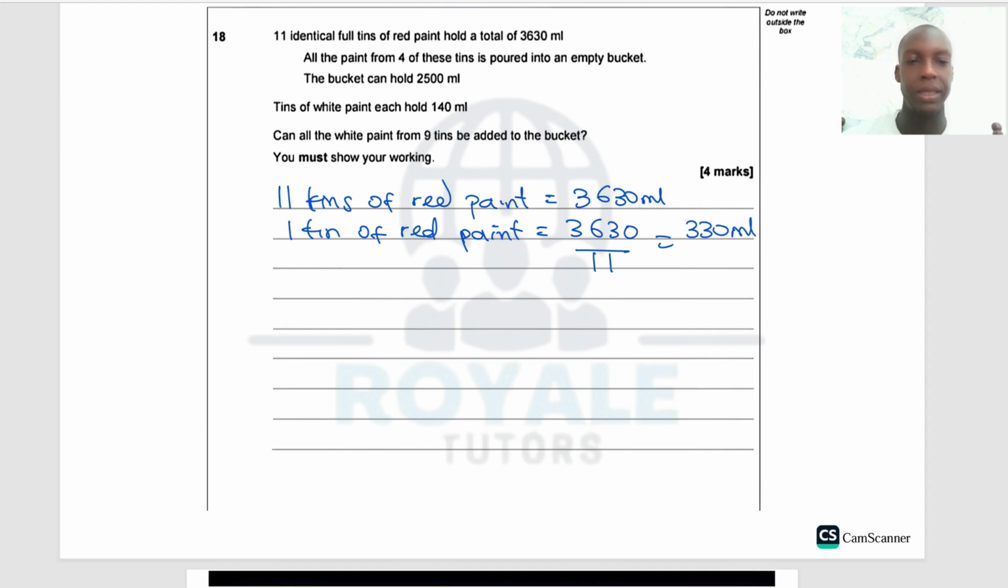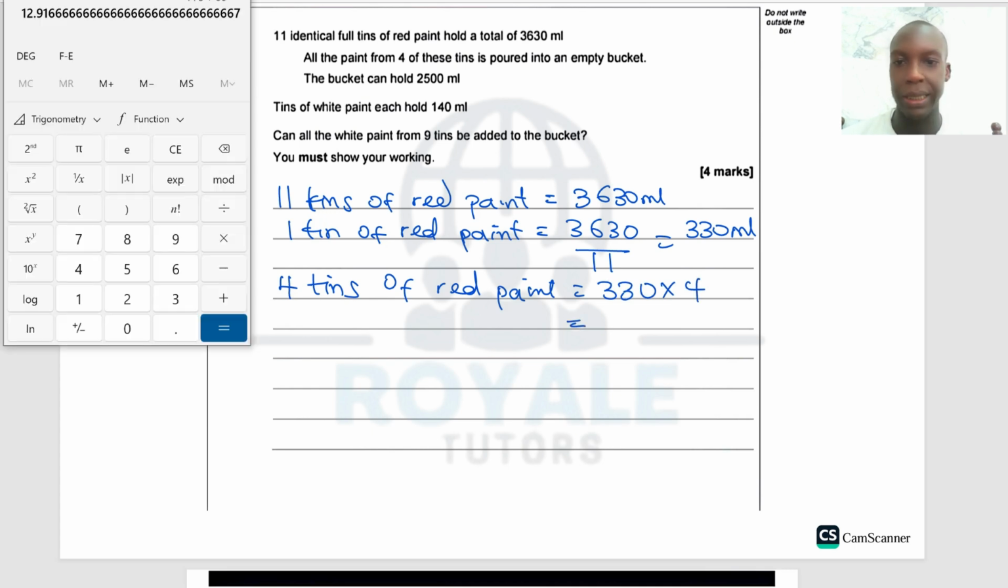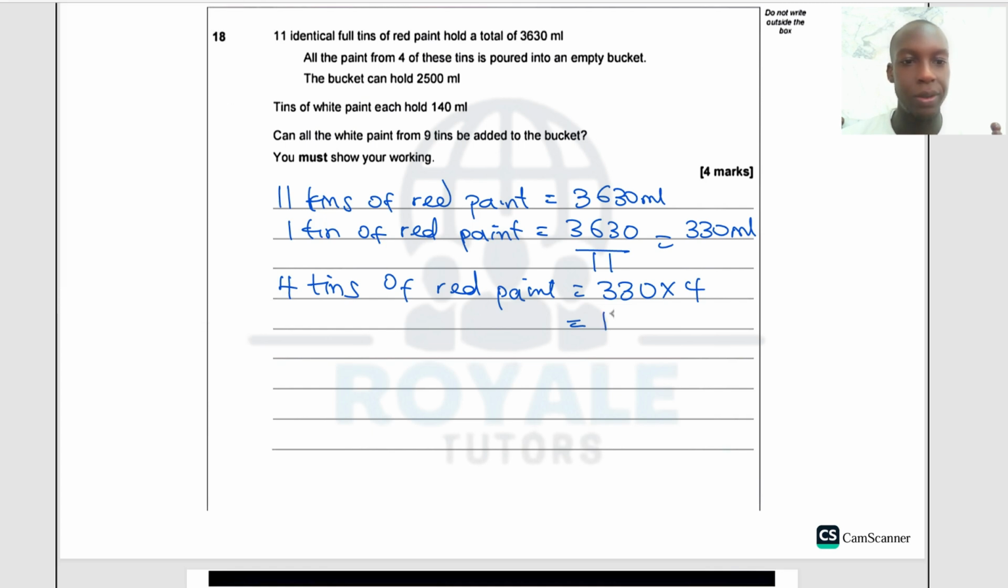So it means that one tin of red paint holds 330 milliliters. All the paint from 4 of these tins is poured into an empty bucket. So that's going to be 330 multiplied by 4, which is 1,320 milliliters. That means inside the empty bucket, 1,320 milliliters has been occupied with red paint already.